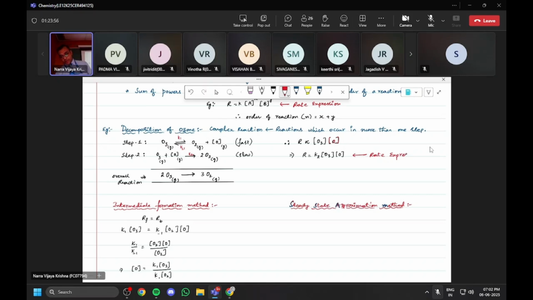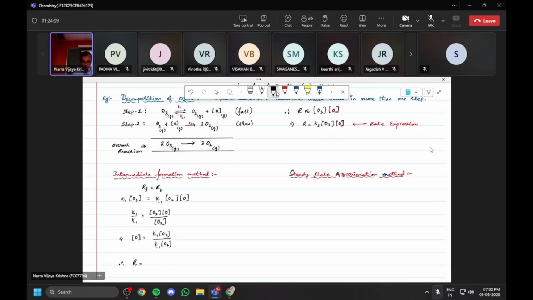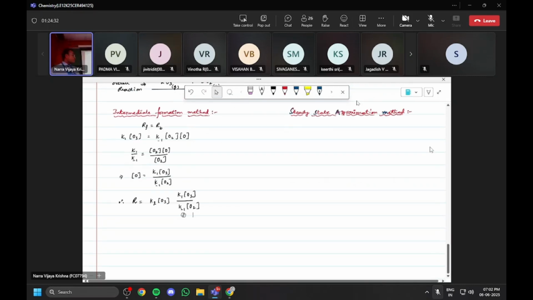I am substituting this nascent oxygen value in that rate expression. We got the nascent oxygen value, and I am substituting it here. So what did you get now? R equal to K2 into O3. Instead of O, what do I have to write? K1 O3 upon K minus 1 O2. Is there any intermediate term now?